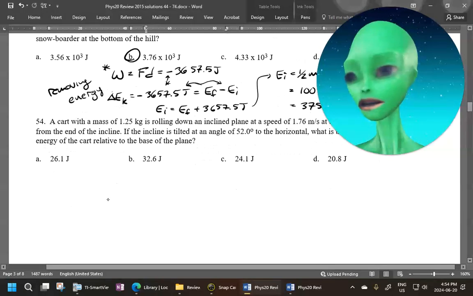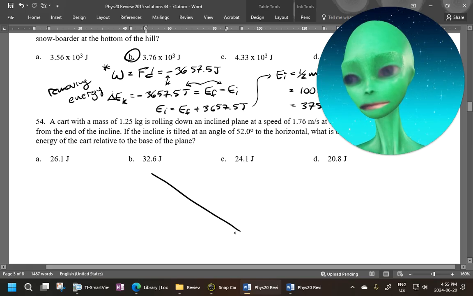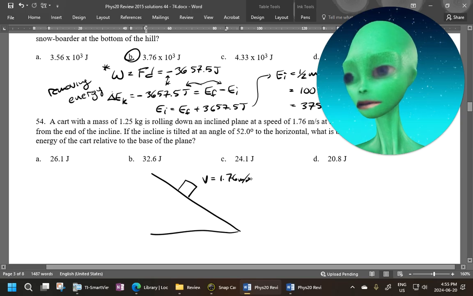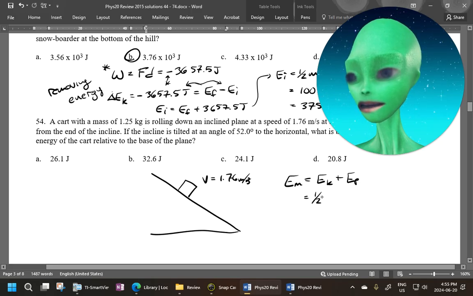Okay, so we got to draw a little picture. We got to do some math, trigonometry here. So at this point, we have a v of 1.7. Remember, mechanical energy is the sum of all the energy, so all the EK plus all the EP, right? To find the kinetic energy, I'm going to go 1/2 mv squared. And for this one here, I'm going to go mgh.